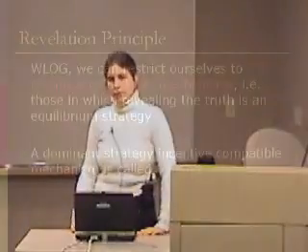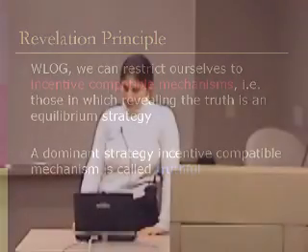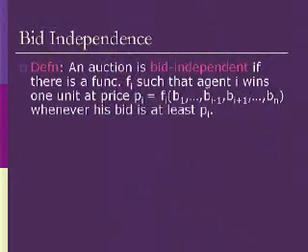So the revelation principle says that without loss of generality, if we want to find mechanisms that satisfy a particular solution concept, like dominant strategies, we can restrict ourselves to incentive-compatible ones, or those in which revealing the truth satisfies the equilibrium concept. For dominant strategy incentive-compatible mechanisms, these are called truthful mechanisms. The theorem I showed you didn't rely on the solution concept being dominant strategy. It would have worked for Nash or any of the other solution concepts that I had flashed on that slide.